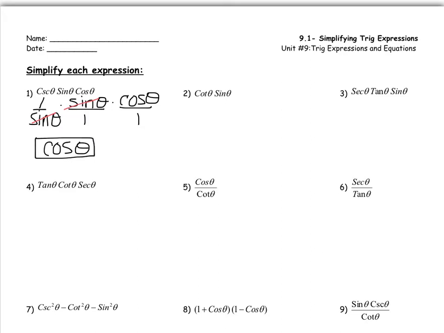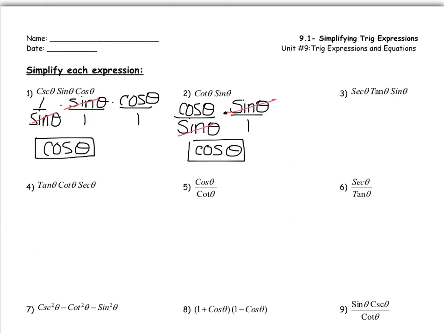Okay, number 2. Cotangent theta we know is cosine theta over sine theta. And again, multiply by sine of theta, which again we can write as sine theta over 1. And what can we cross off? Any top with any bottom. And we're left with, again, cosine theta.